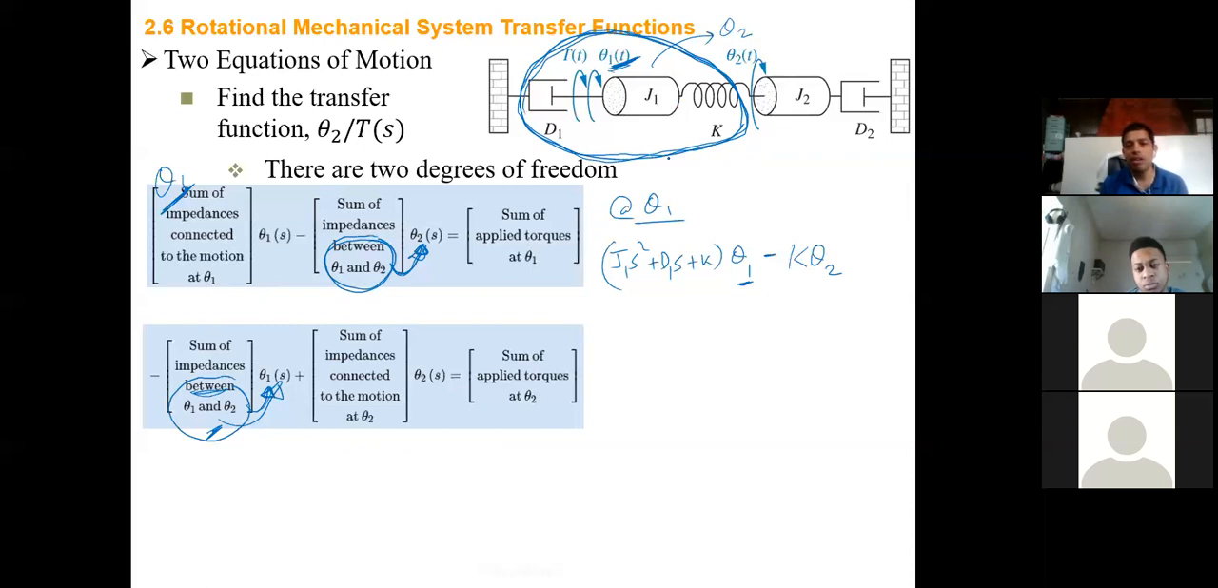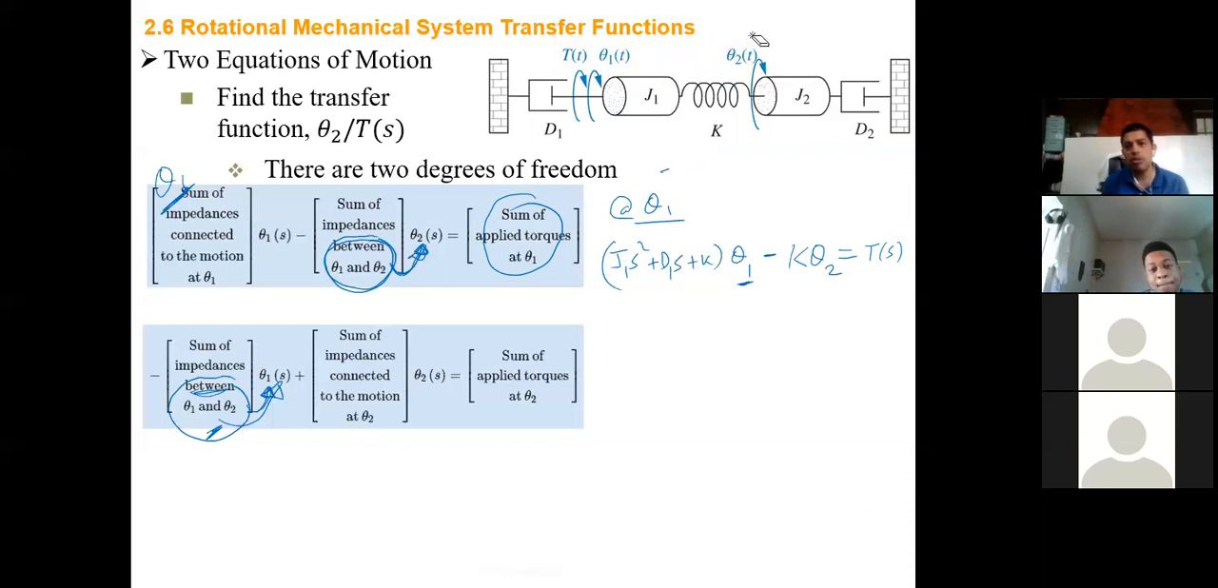Okay? Oh, that is the confusion. Yes, I'm talking about the bubble. This whole entire bubble is the theta 1 bubble. Okay. So K theta 2 equals to, then what is the sum of applied torque in that bubble? TS. Just T, right? TS. Exactly.